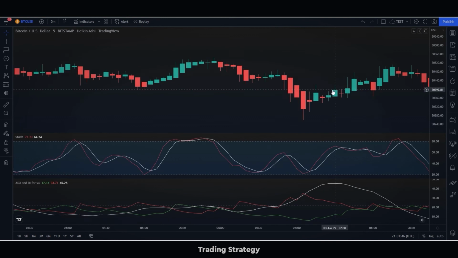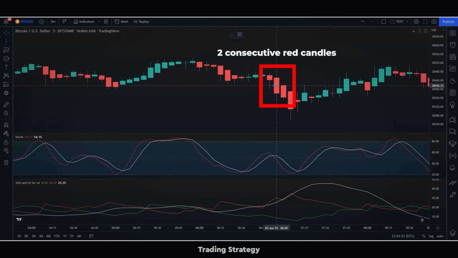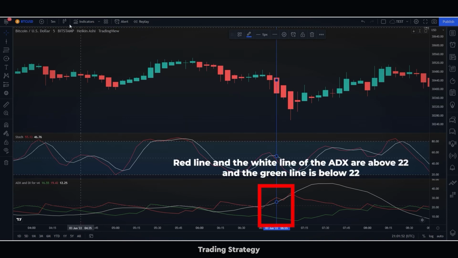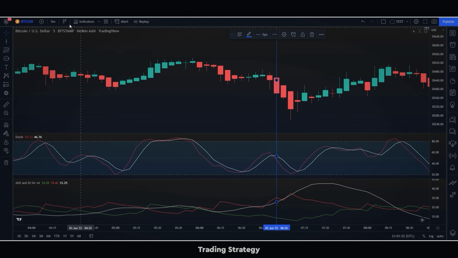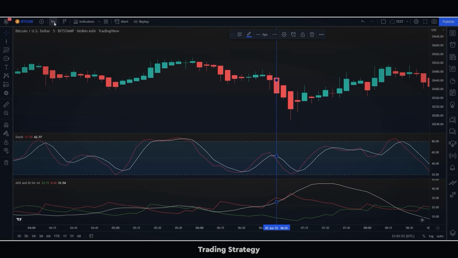To carry out a sell operation, we must find two consecutive red candles and make sure that the red line and the white line of the ADX are above 22, and the green line is below 22. If this is true, finally we must look that the red line of the stochastic is below the white line with a downward slope. If all this is fulfilled, we will carry out a sell operation.